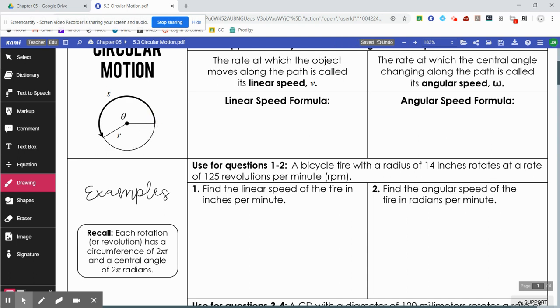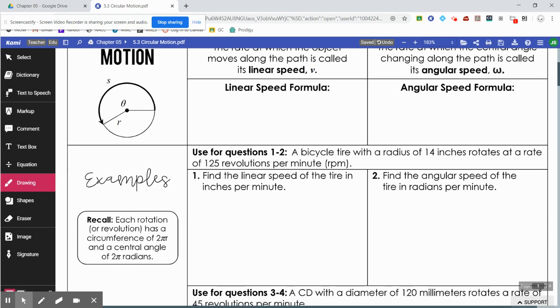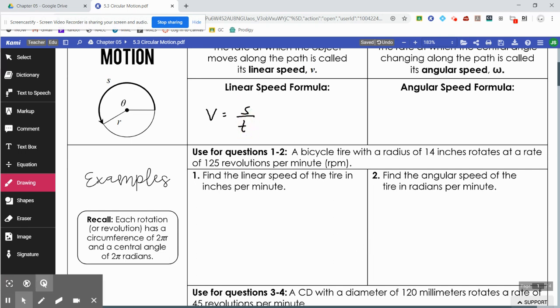The rate at which the object moves along the path is called its linear speed. There is a formula for linear speed, and it is this: linear speed v, where v stands for velocity, is equal to s divided by t, where s is an arc length and t is a time. Arc length is a distance measure, in feet, inches, miles, and so on. Time is measured in hours or minutes.